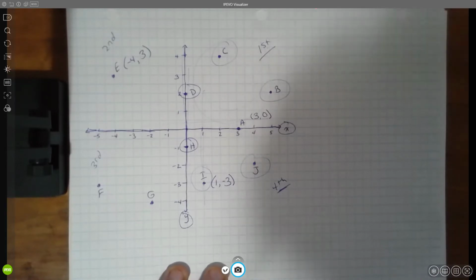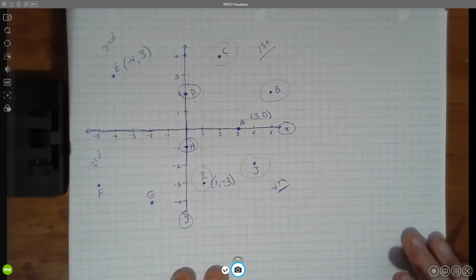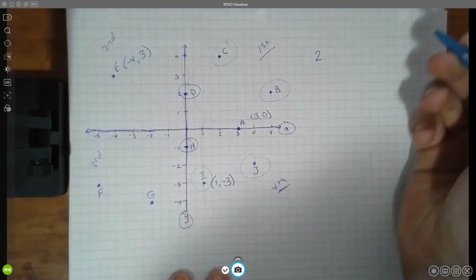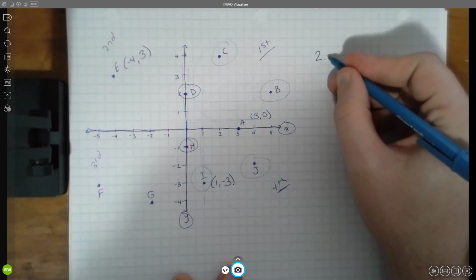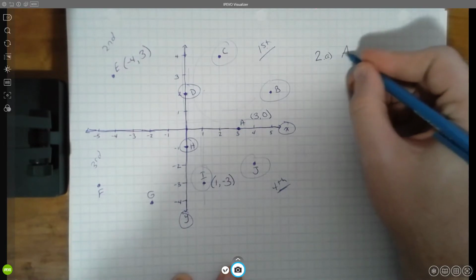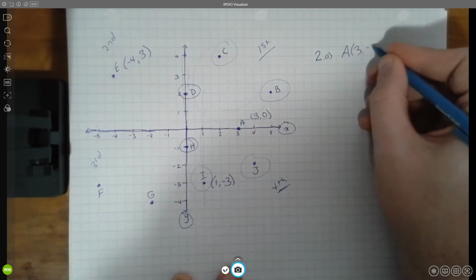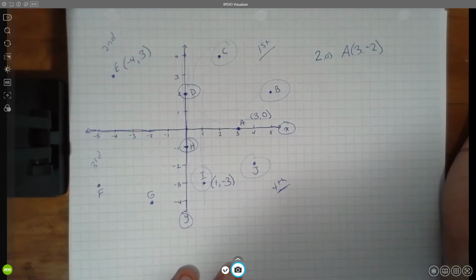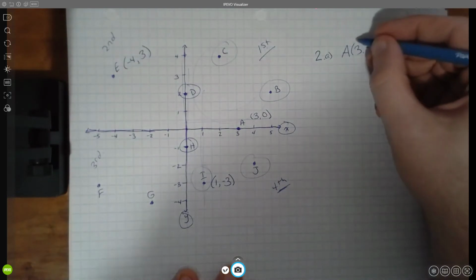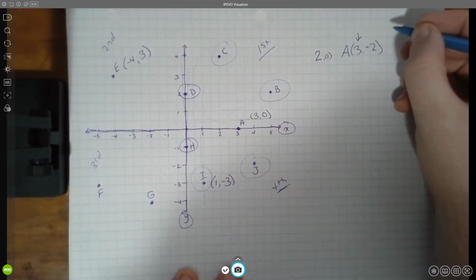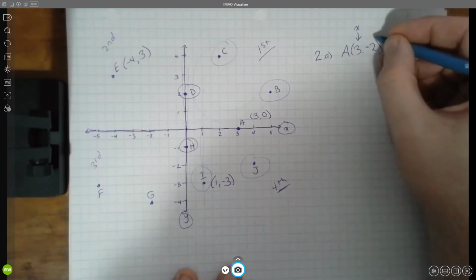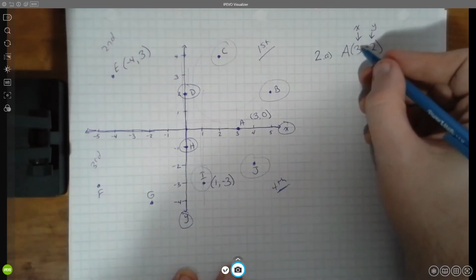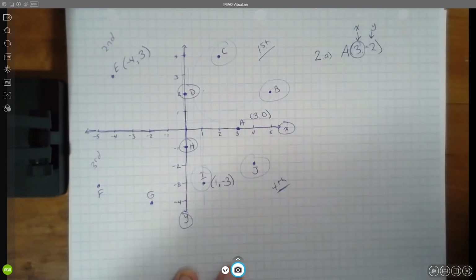The next questions ask us to identify the x coordinate for number 2, and then the y coordinate for number 3. So 2a gives us the value, point A is at 3, -2. Find the x coordinate. Hopefully you're getting really used to this, but as a quick refresher, the first value is always our x value, the second value is always our y value. So here, which one's the x? The x is the first one, 3.